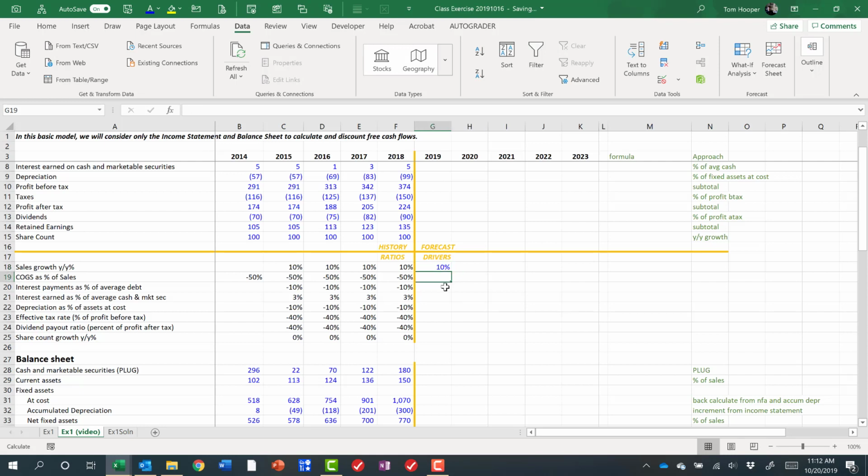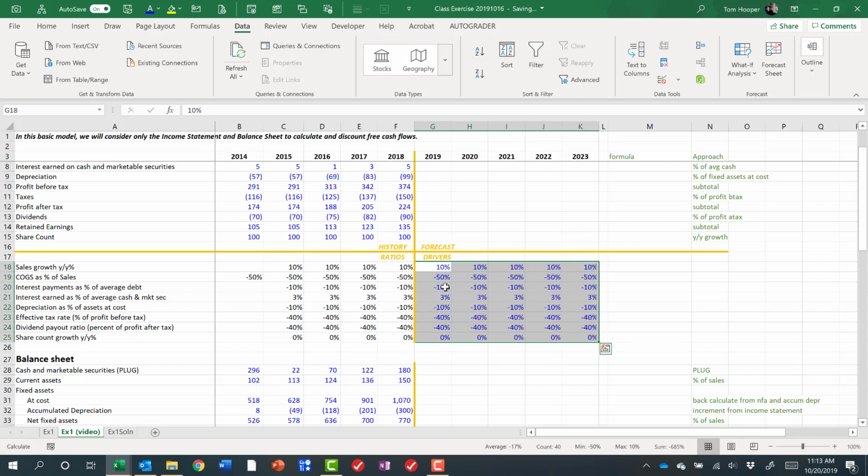The cost of goods sold, similarly, we'll put in a negative 50% and a negative 10. We'll just carry all these numbers down. Since history has been so consistent in this case, we'll use those consistent ratios as our drivers going forward. We'll highlight, Control R, and fill them across, and then they're filled in as values.